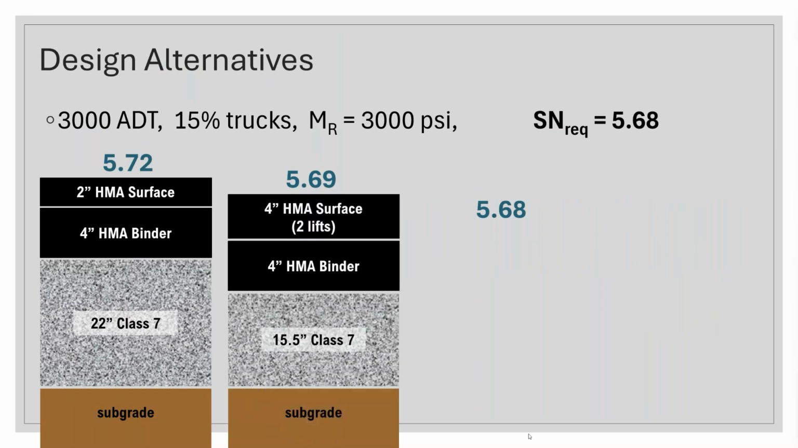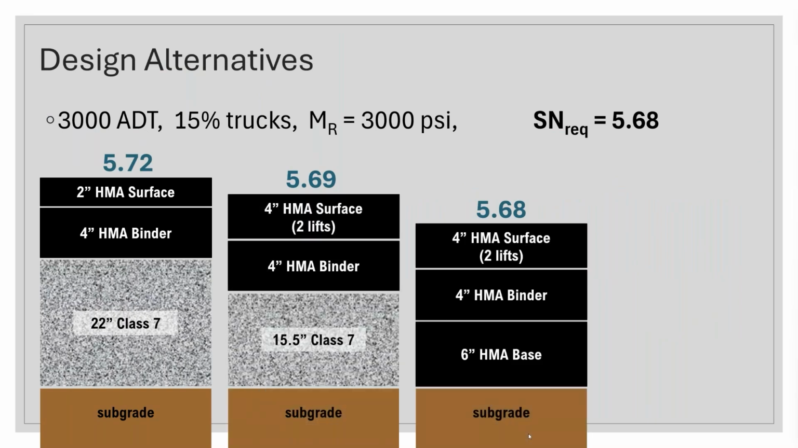All right, a couple of other options. What if I look at different combinations of layer thicknesses and layer types? The middle one that I've shown here is a 4-inch surface, so that will be placed in 2 lifts, 4 inches of an intermediate binder course, and then 15.5 inches of class 7 gave me a 5.69. That just makes what I need.